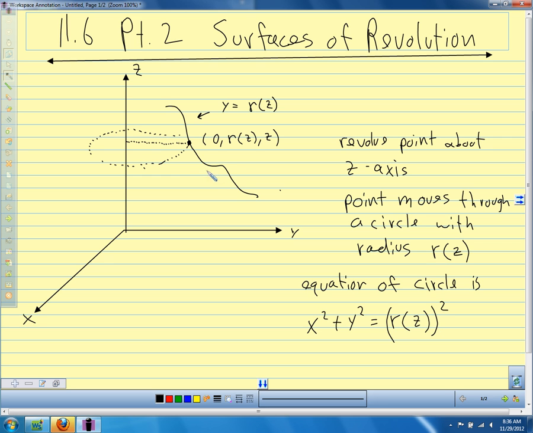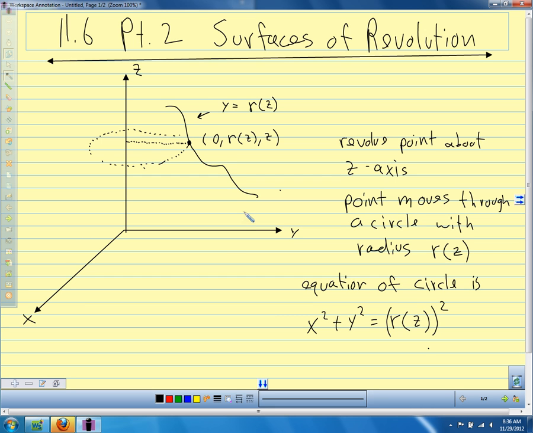So any point that's on our surface is going to satisfy this equation if we project that circle down into the xy plane, because as we revolve it around the z-axis, it travels around in this circle that's parallel to the xy plane. So that's going to be our equation for our surface of revolution. Any surface of revolution, if we revolve it about one of the coordinate axes, is going to have an equation that looks like this.